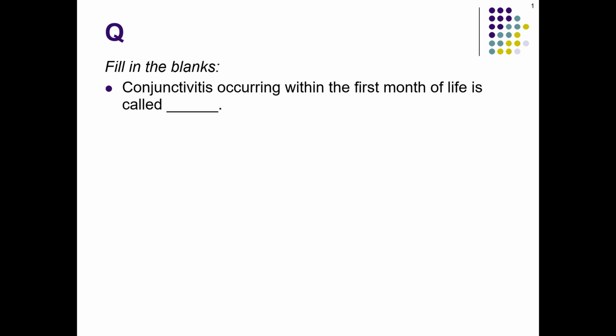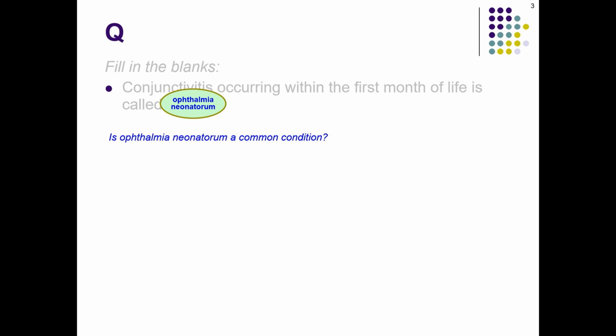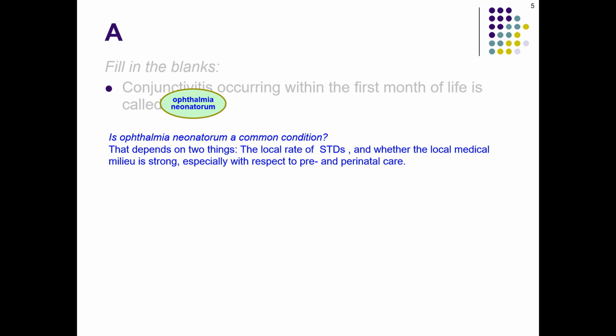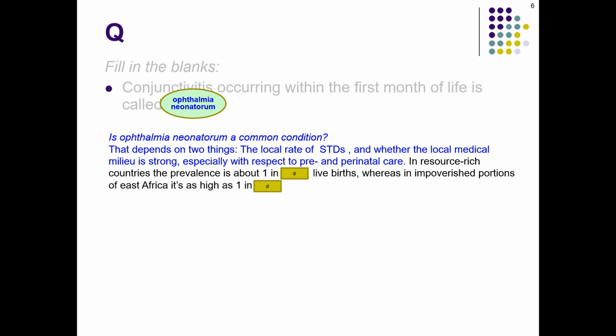Fill in the blanks. Conjunctivitis occurring within the first month of life is called Ophthalmia Neonatorum. So, is Ophthalmia Neonatorum a common condition? Actually, that depends on two things: the local rates of sexually transmitted diseases and whether the local medical milieu is strong, especially with respect to pre and perinatal care.